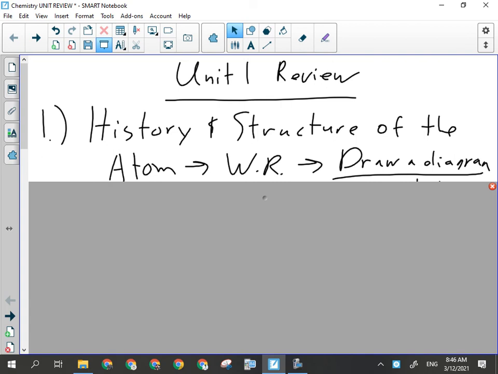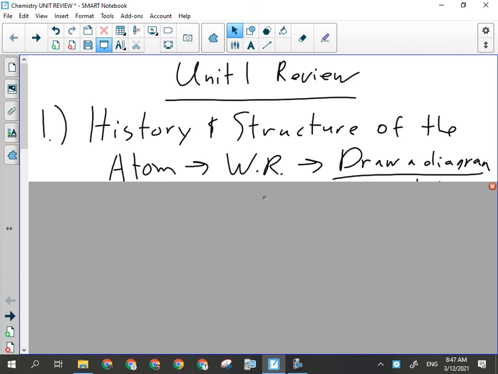I would also know some of the important historical moments in the history of the atom. So obviously Dalton would be a pretty important one. Okay, Rutherford proving the existence of the nucleus is probably pretty important. Okay, knowing who discovered protons, neutrons, and electrons is probably important. Just kind of know the progression in the history of the atom. So just review your notes from lesson 1.